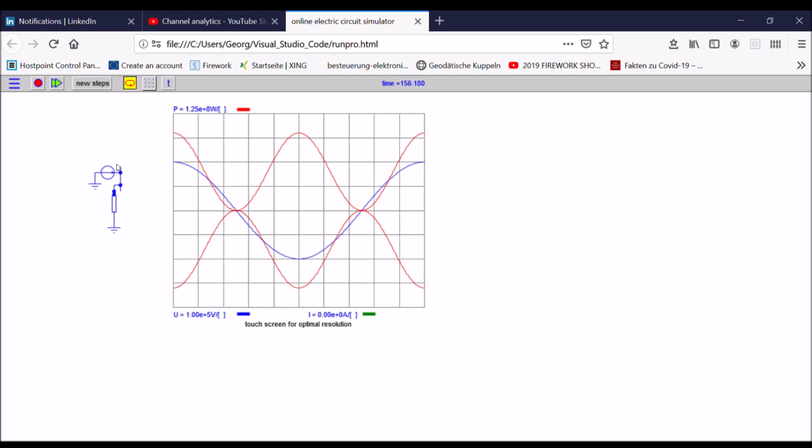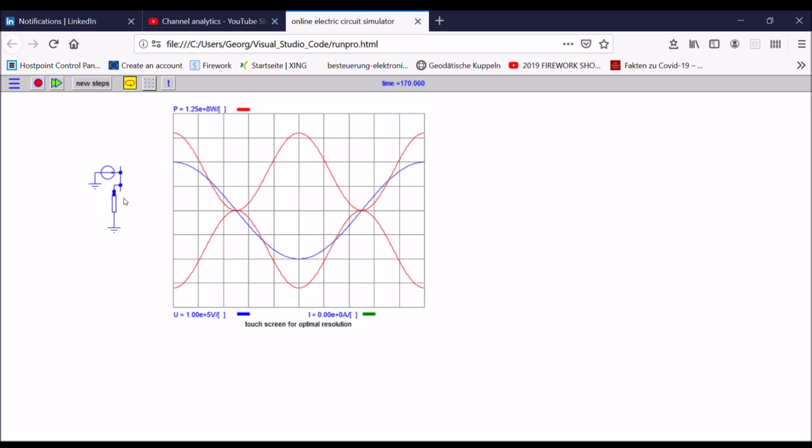Then I have a bus bar. The bus bar is normally a substation. We call it also a node in the network. And here directly at the same bus you have a load. In this case the load is just an ohmic resistor.